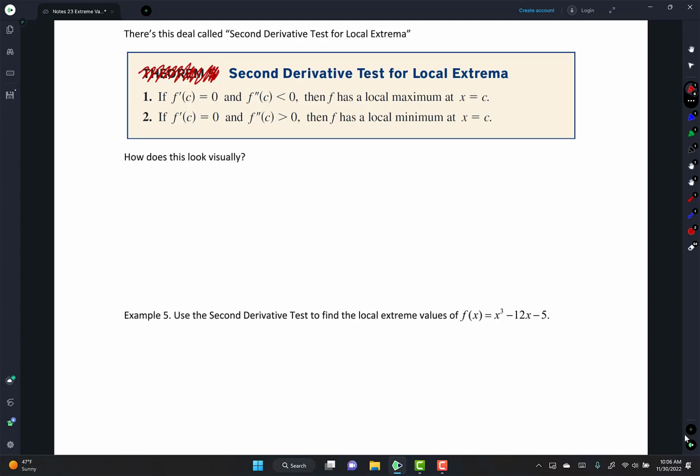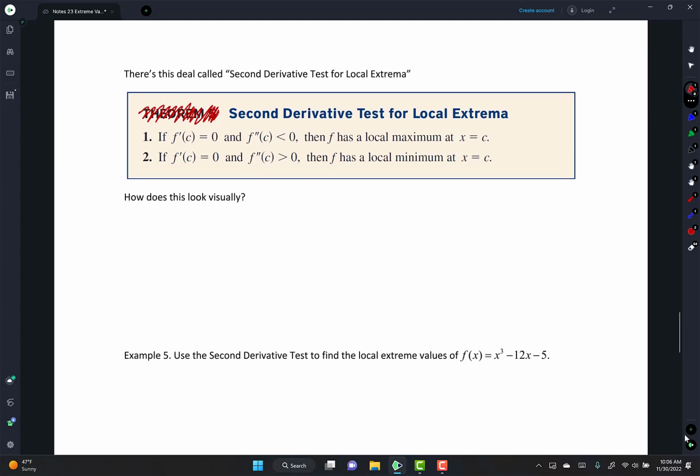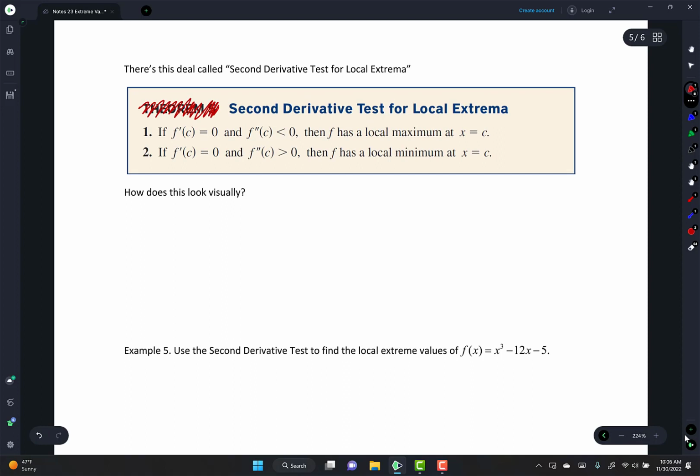F has a max, because think about it, positive to negative. If the first derivative changes from negative to positive, that means f has a min. Now, when do you use this? There was a free response question a few years ago where they didn't give you an expression. They just gave you the second derivative, and they wanted you to prove that it was a max or min. I can't remember, but we're going to do it in this classroom eventually. So here's how it looks.